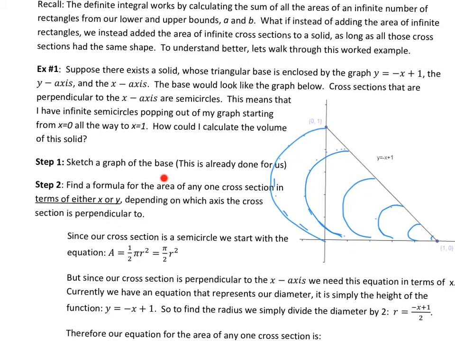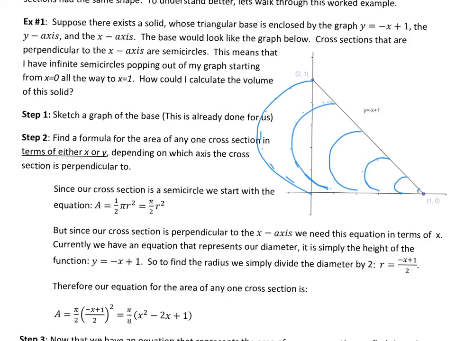Well, first we sketch a graph of the base, which we've done. And then the second step is to find a formula for the area of any one cross section in terms of either x or y. Usually we want it in terms of whatever the shape is perpendicular to. So for example, this thing is perpendicular to the x-axis, so we want it in terms of x. So how can we find the area of this semicircle? Well, first off, the area of a semicircle is just half the area of a circle, so we have this guy, pi halves r squared.